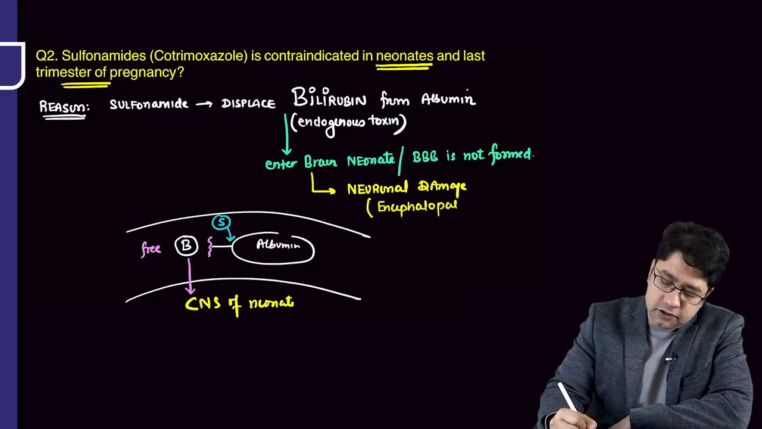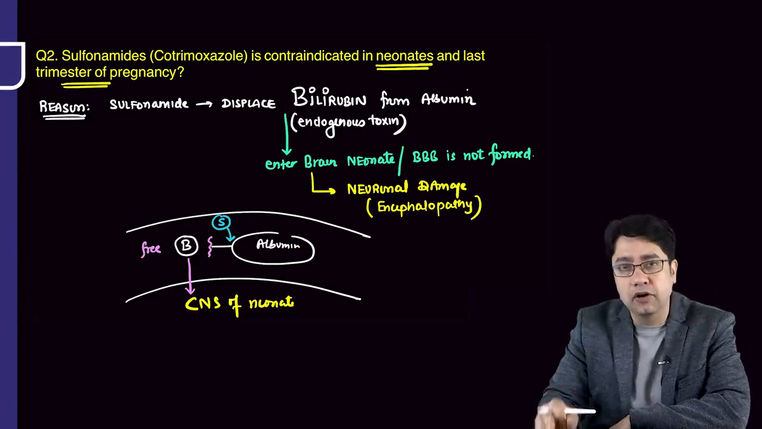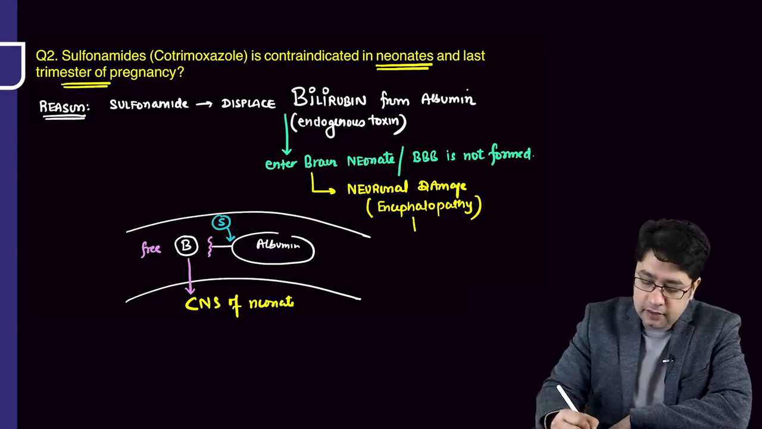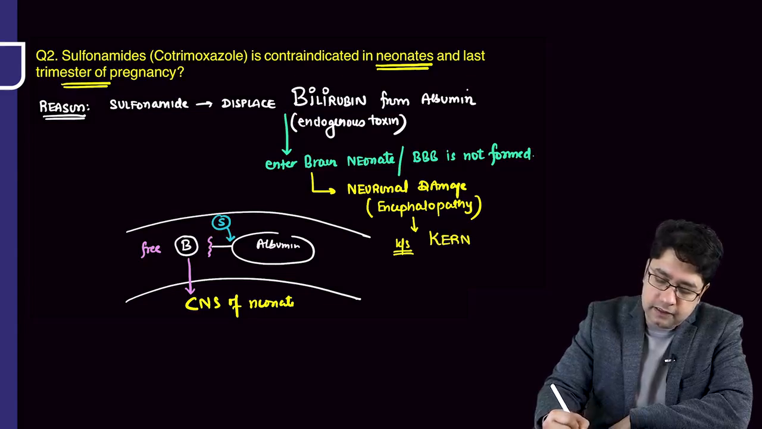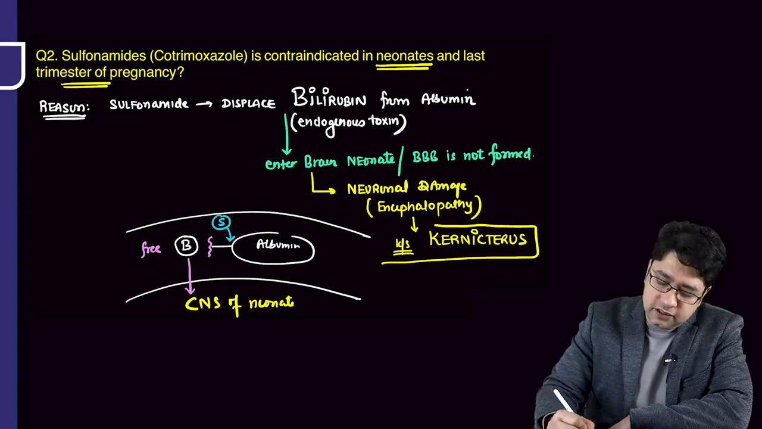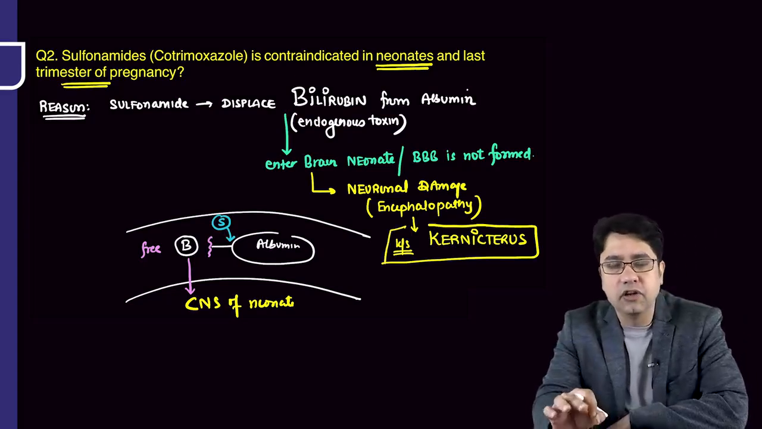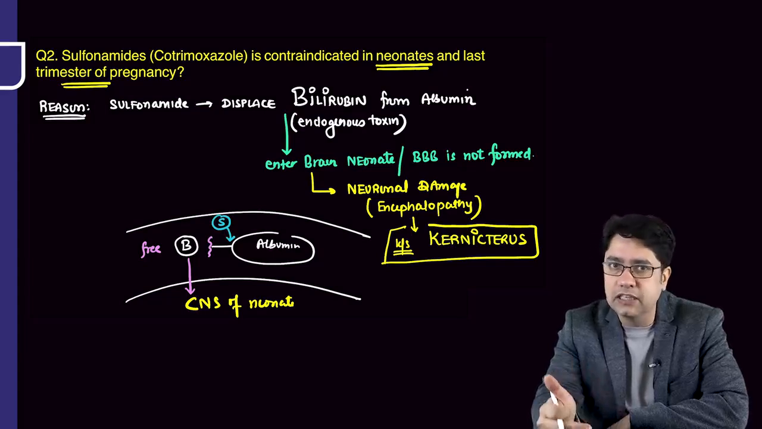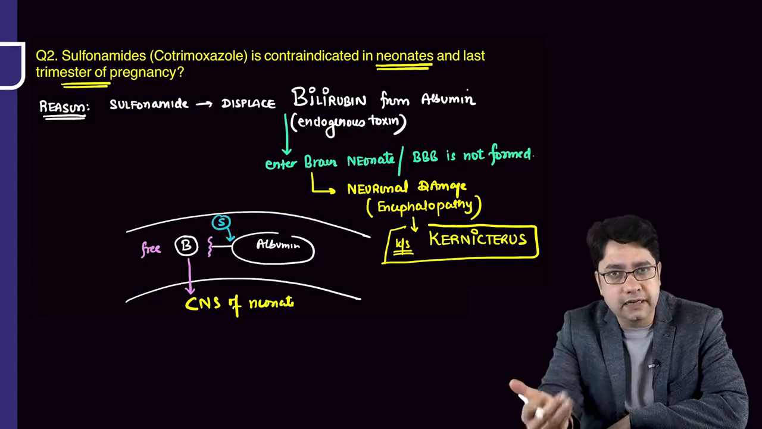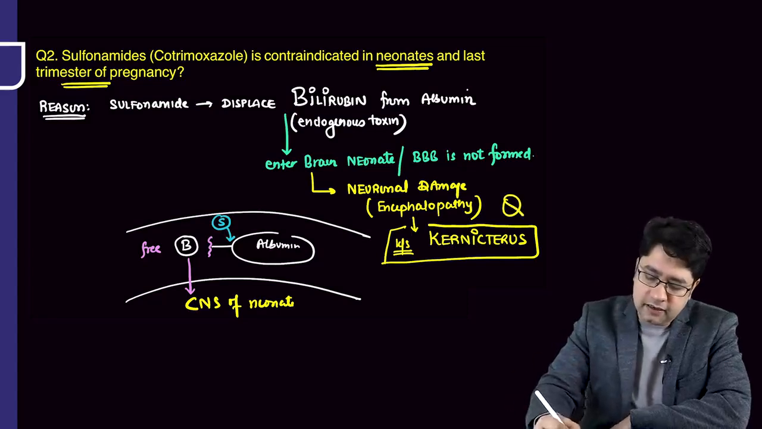The brain will get damaged. And this encephalopathy, because of bilirubin in a neonate, is also known as kernicterus. It is a very dangerous condition. That is why sulfonamide antibiotics should be avoided in neonates and also in the last trimester of pregnancy when the fetus is fully formed. Because it displaces bilirubin, bilirubin enters the underdeveloped blood-brain barrier. Through the underdeveloped blood-brain barrier, it enters the brain and causes kernicterus.